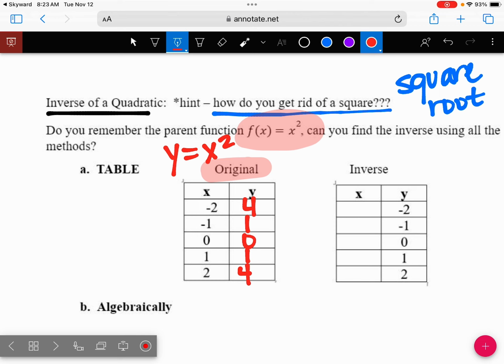And then who remembers how you find the inverse of a table? What do you have to do with the table? We got to flip it, yeah. And that's what we're going to do with this table. So we're going to take all of these numbers, which is my x values, they're now my y values. So that means all of these y values become my x values. So we're going to put these 5 numbers here for x. In the inverse, they switch spots. So that's one way.